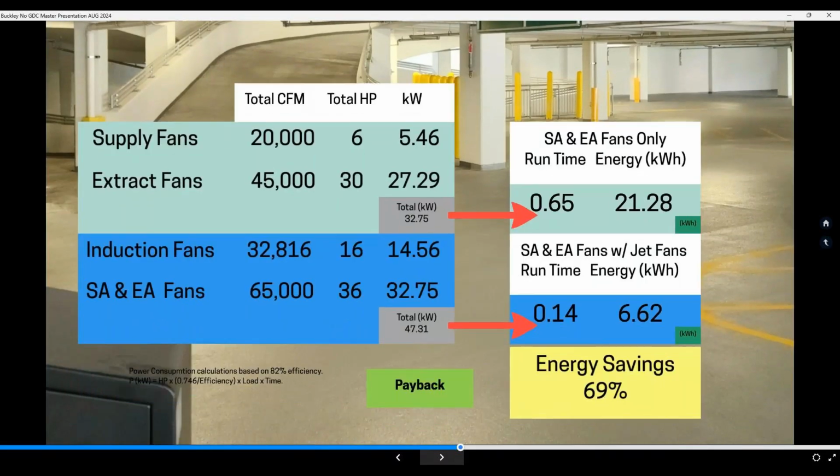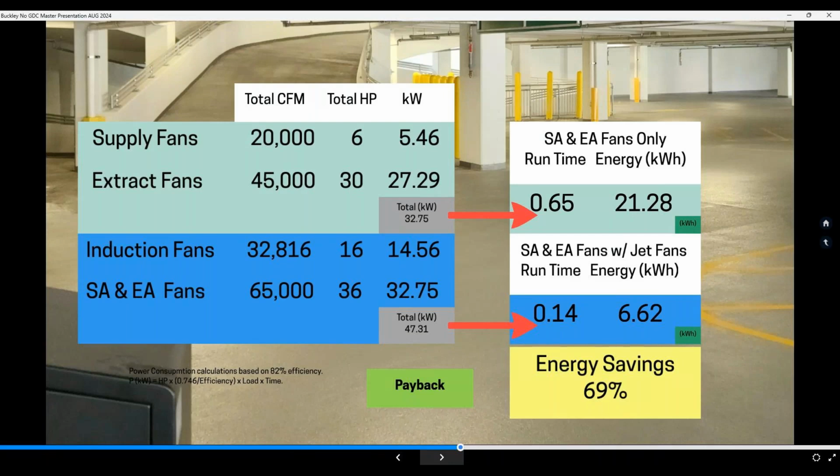So let's talk about the energy efficiencies, because we've already illustrated the effectiveness. When we look at the energy efficiencies, the supply and exhaust fans accounted for 36 horsepower, or a total of 32.5 kilowatts. Now, the runtime: it took 39 minutes to cleanse that garage. That's actually 0.65 hour. At the total kilowatts, it results in a total energy use of 21.28 kilowatt hours.